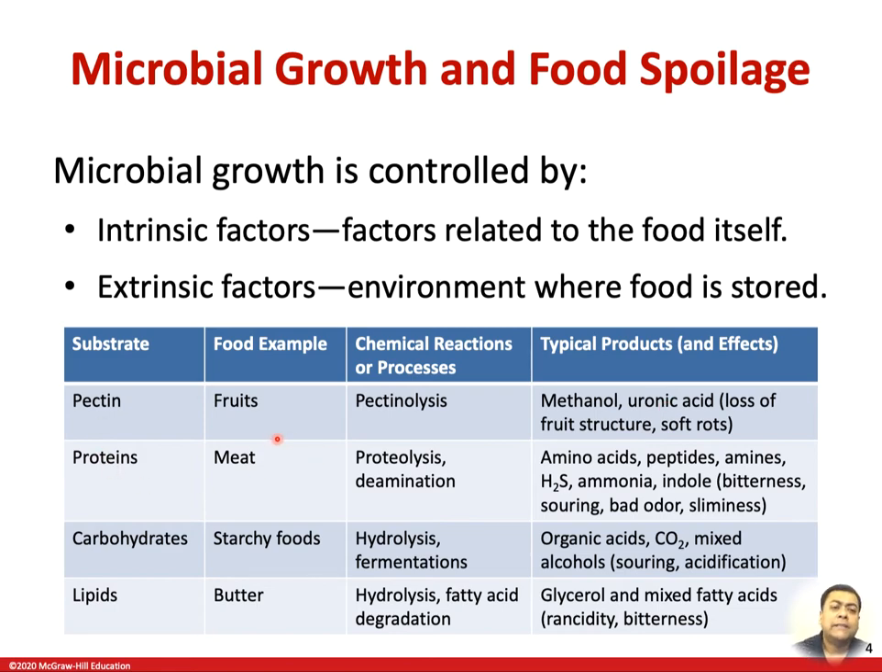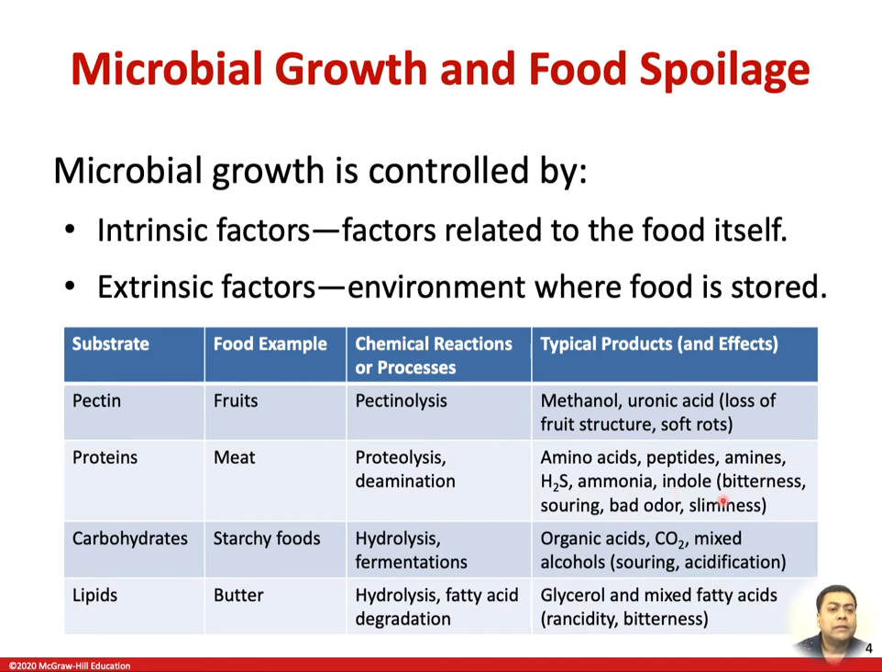Now, it is very different in meat, which mainly contains proteins. The microbes will lead to proteolysis and deamination and will produce certain chemicals, which are peptides and amines. They can produce hydrogen sulfide, ammonia, and indole, which leads to bitterness, souring, bad odor, and sliminess. These are some of the ways that meat products or protein-rich products are spoiled.